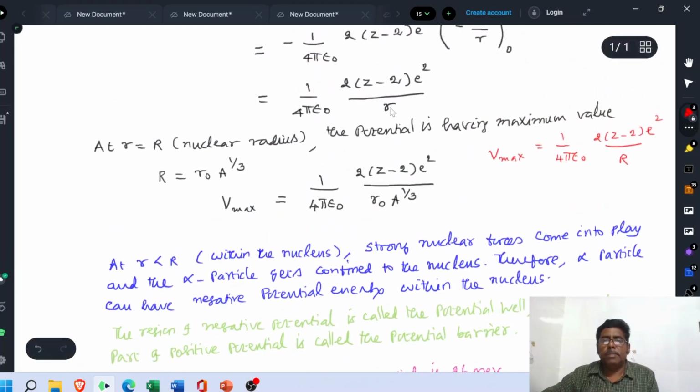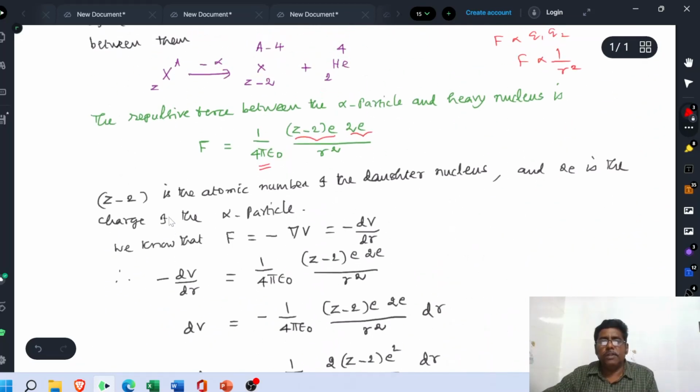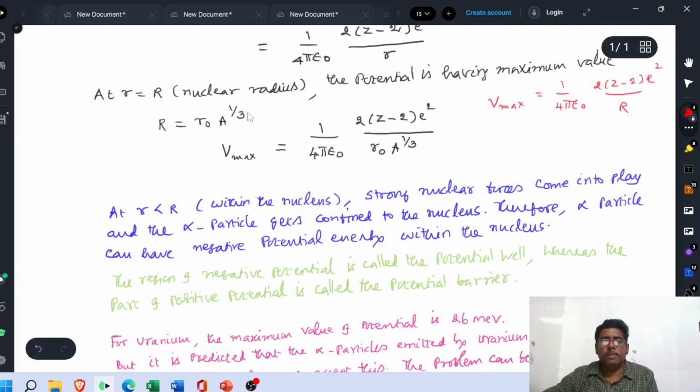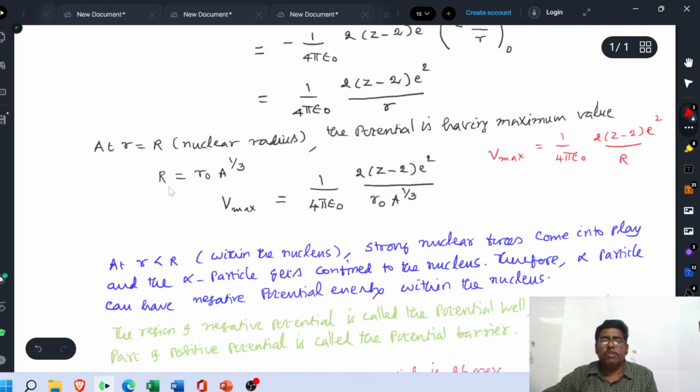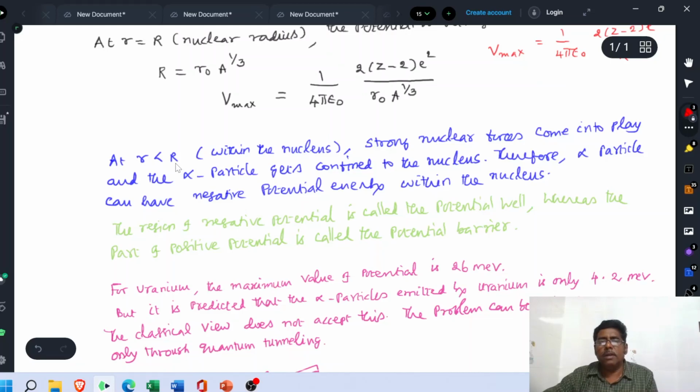Then V maximum is equal to this much, but the nuclear radius R is equal to r0 A power 1 by 3. Then put in this value. At r lesser than R, if the distance is reduced further, which means that the particle is present inside the nucleus, the potential has its maximum value at R equal to r0 A power 1 by 3. This is a known fact. At r lesser than capital R, within the nucleus, the strong nuclear forces come into play and the alpha particle gets confined to the nucleus.